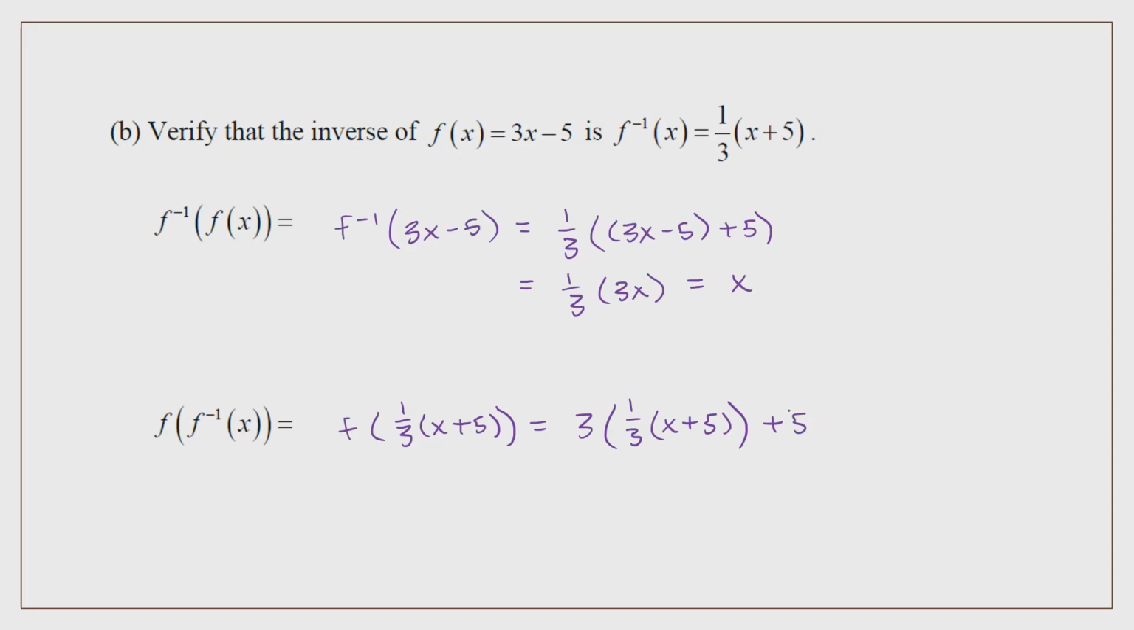All right. Oh, plus 5. Yes. Oh, minus 5. Not plus 5. It's minus 5. Okay. So now we can simplify. So multiply 3 times this quantity, which will get us x plus 5 minus 5, which equals x. So we have now verified that the inverse function of f of x is actually the inverse function of f.